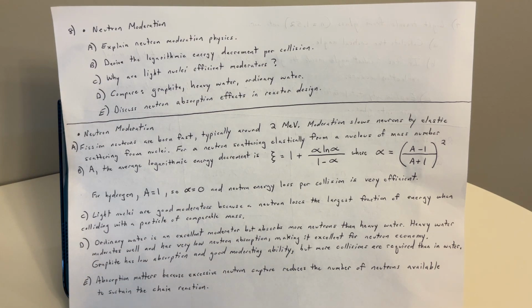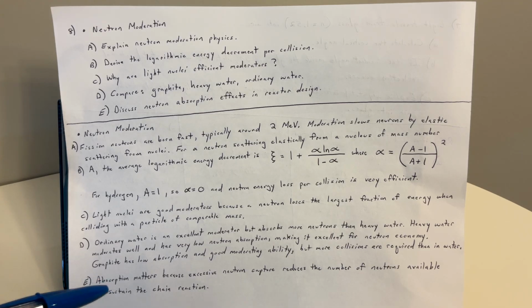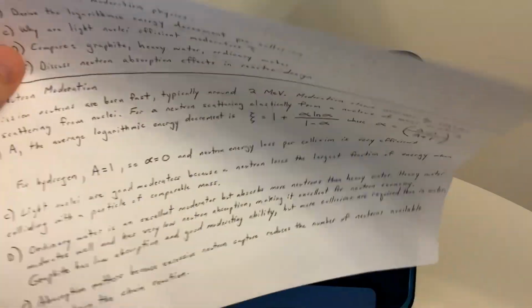Part E, discuss neutron absorption effects in reactor design. Absorption matters because excessive neutron capture reduces the number of neutrons available to sustain the chain reaction. Okay. And more canonical stuff. That's number 8. Let's go into number 9.